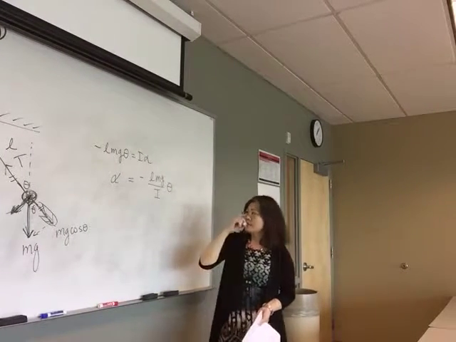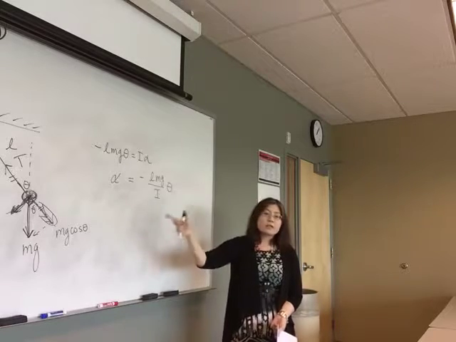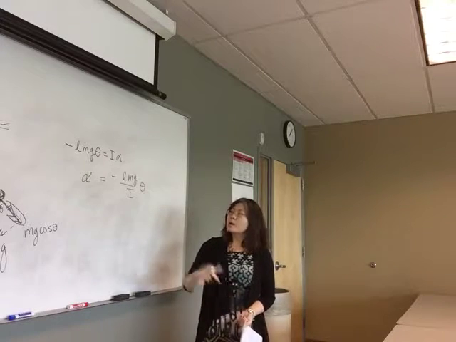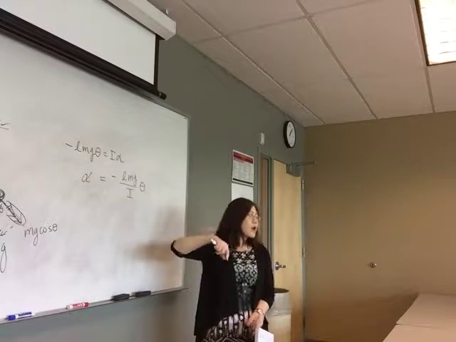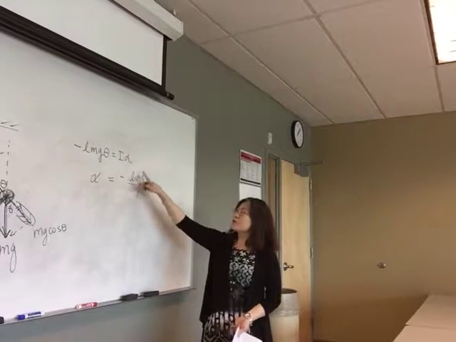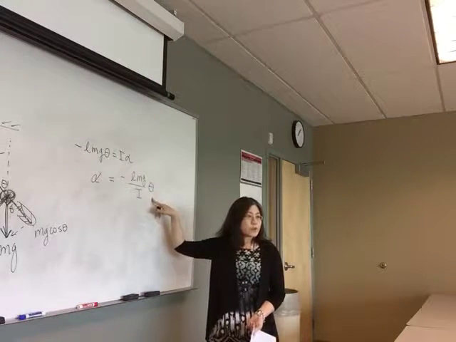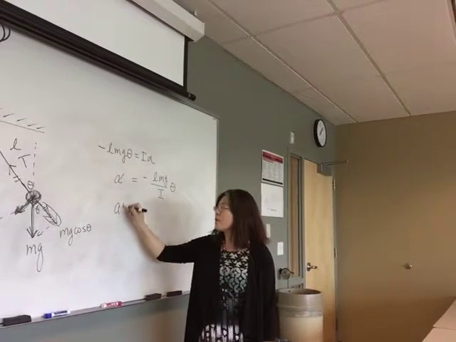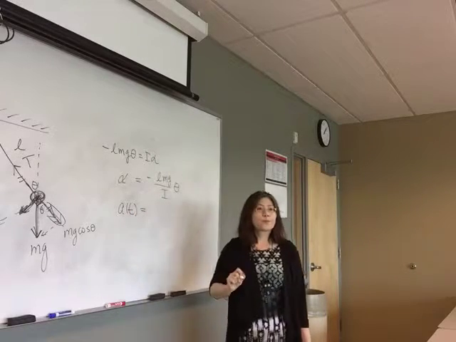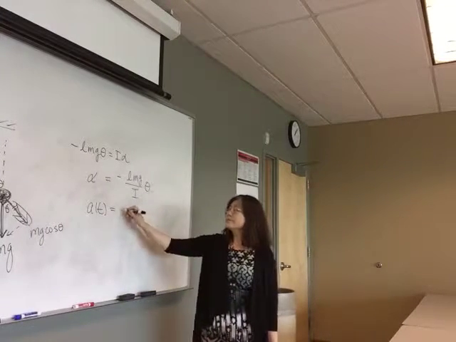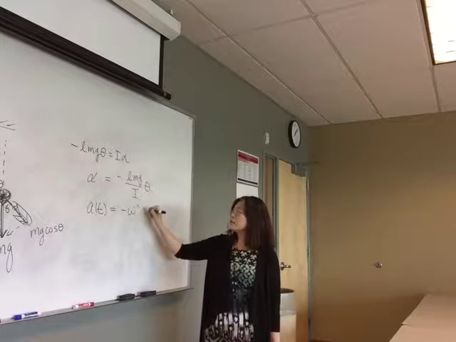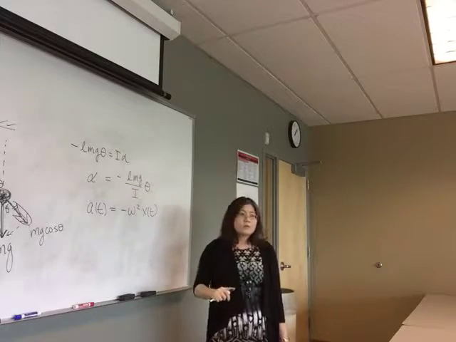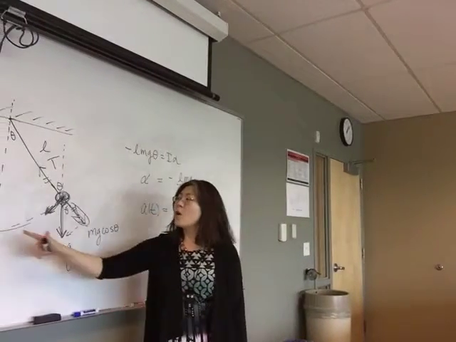Why am I doing this? Because this thing executes simple harmonic motion, and this involves rotation. Angular acceleration is equal to this quantity times the angular displacement. Now that's the thing for simple harmonic motion. When you have the acceleration as a function of time, that's equal to negative omega squared times x of t, right?